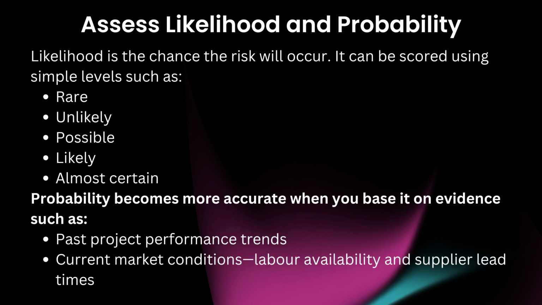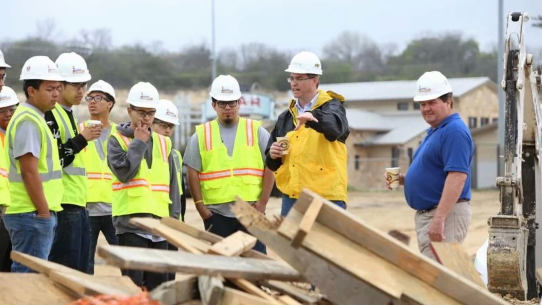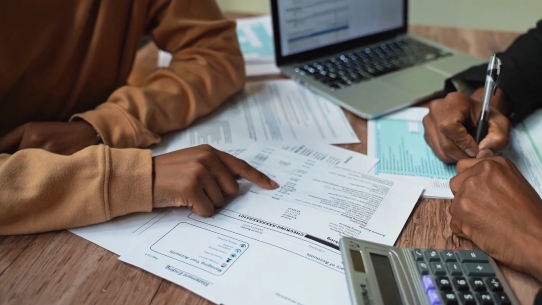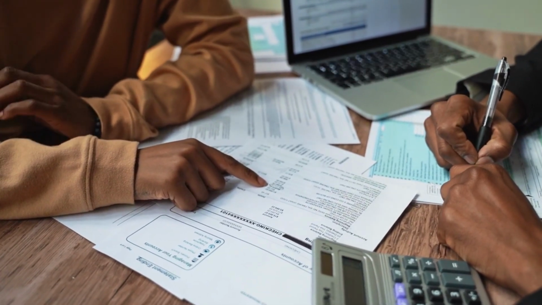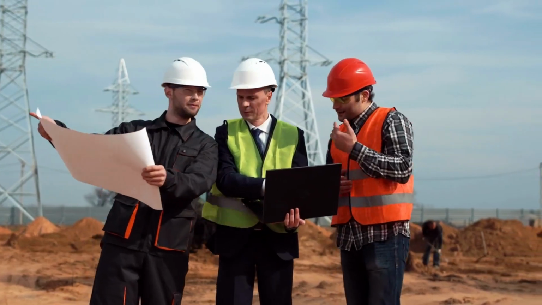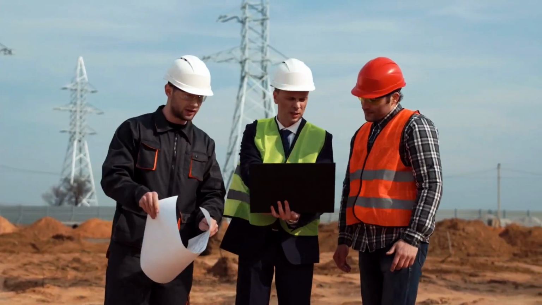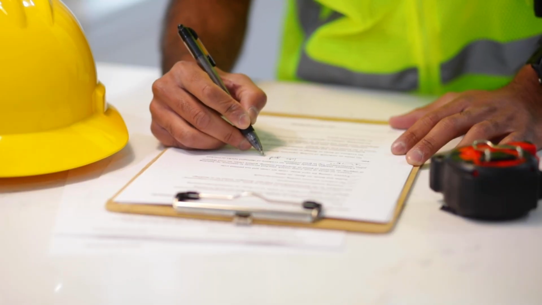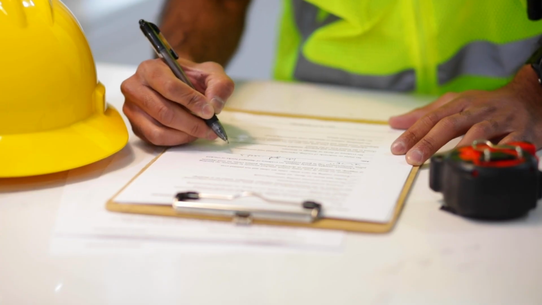Assess likelihood and probability. Likelihood is the chance the risk will occur. It can be scored using simple levels such as rare, unlikely, possible, likely, almost certain. Probability becomes more accurate when you base it on evidence such as past project performance trends, current market conditions, labor availability and supplier lead times, complexity of the work, a number of interfaces between trades, subcontractor capability and supervision strength. Likelihood scoring should be consistent across the business. If one person rates everything high and another rates everything low, you lose reliability.